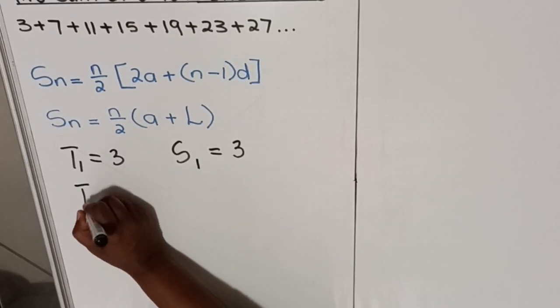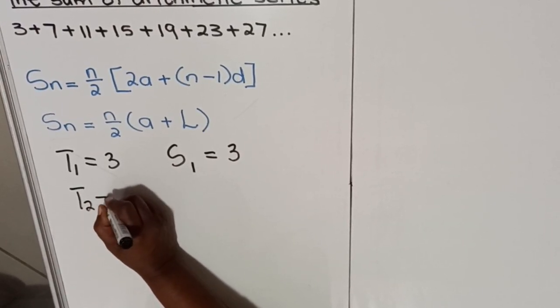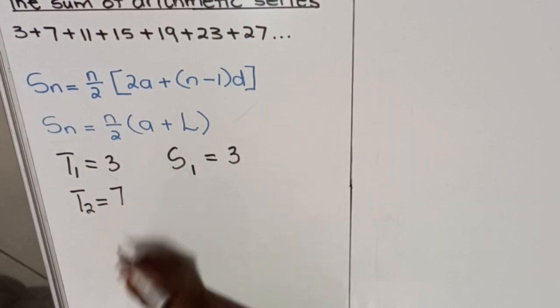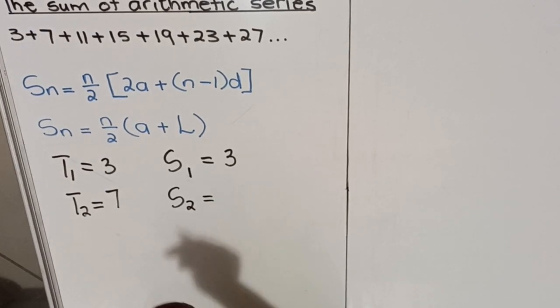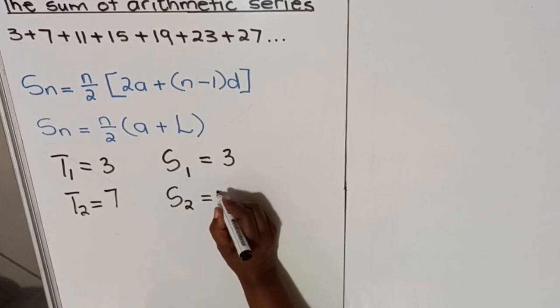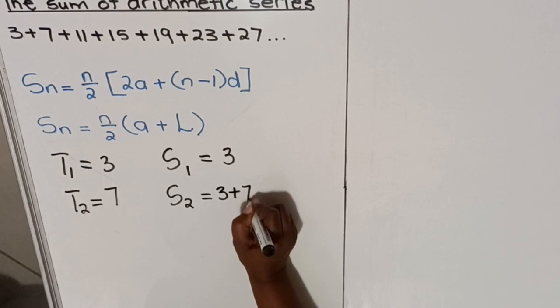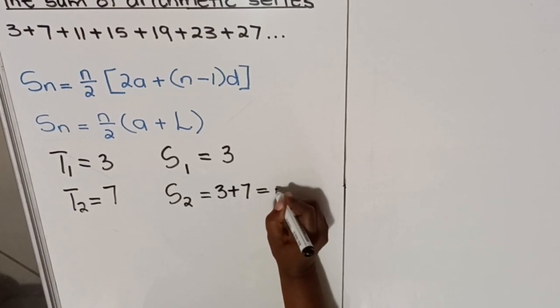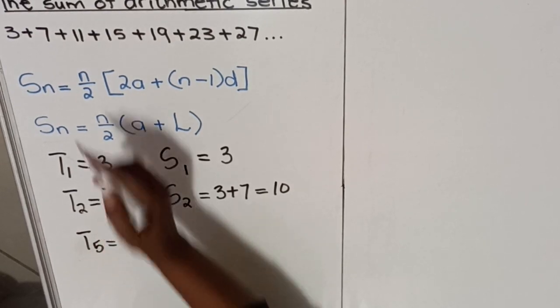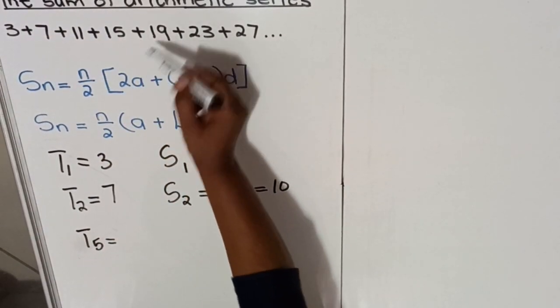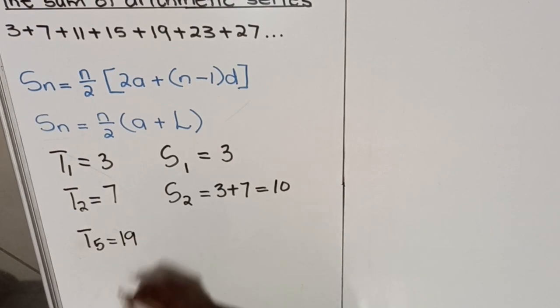When you say T2, term 2, what is term 2? Term 2 is 7. But when you have S2, you actually mean you are adding the first term and the second term. So S2 is equal to 10. T5 is equal to 19, counting 1, 2, 3, 4, 5.